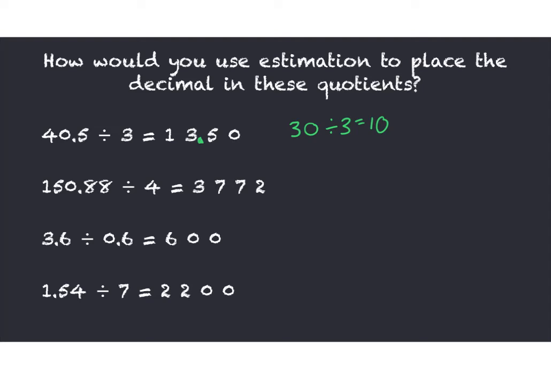Our next one is 150 and 88/100 divided by 4. I thought about 160 divided by 4. I know that 16 divided by 4 is 4, so 160 divided by 4 equals 40. So my answer should be close to 40. Therefore, I will put my decimal right here between these two sevens.